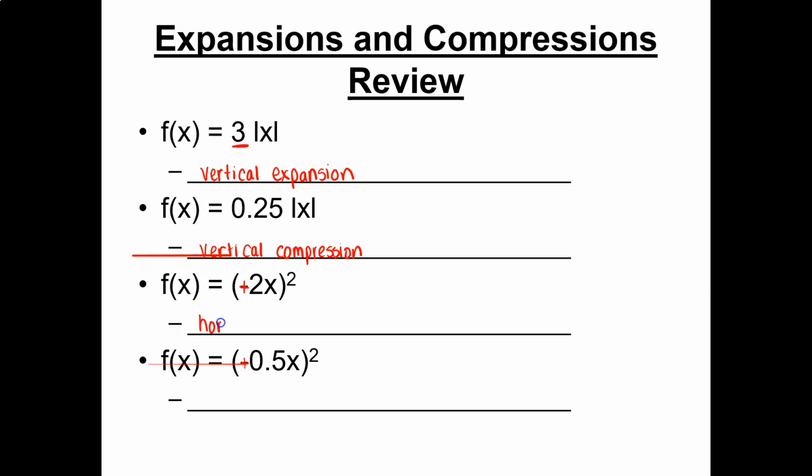Good. Horizontal compression. Okay, compression here because a big number, like 2, big number here being any number bigger than 1, is going to actually shrink the graph, right? It's going to make it shorter this way. So we have a horizontal compression.